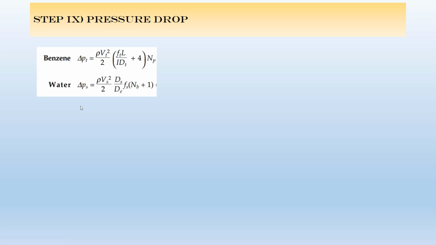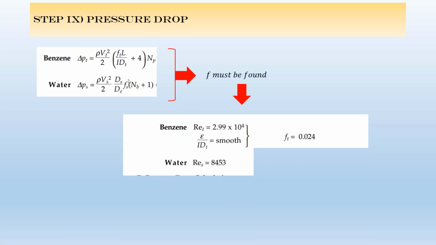So to find the pressure drop delta P, you need to find the friction factor in both shell and tube side. To find the friction factor, you need to find the Reynolds number. The Reynolds number in the tube side, we already found it, and then you can assume that this is a smooth type. Or if you have any value for the relative roughness, you can substitute here. And then by using the Moody's diagram or any other correlation that you already learned in fluid mechanics, you can find FT.